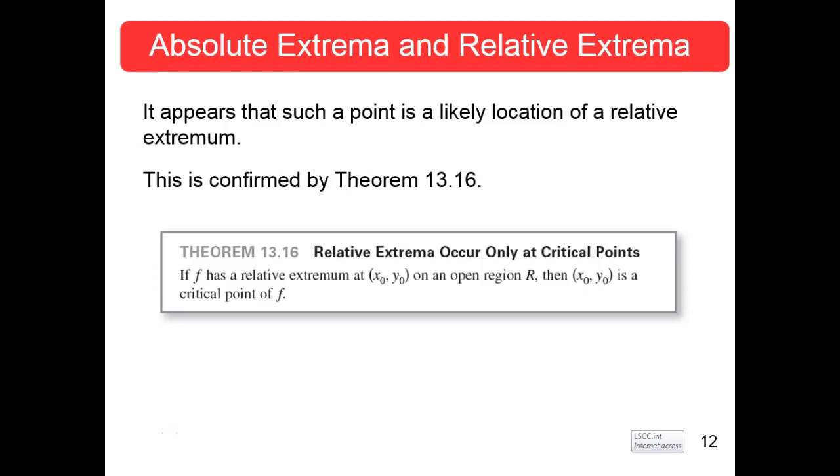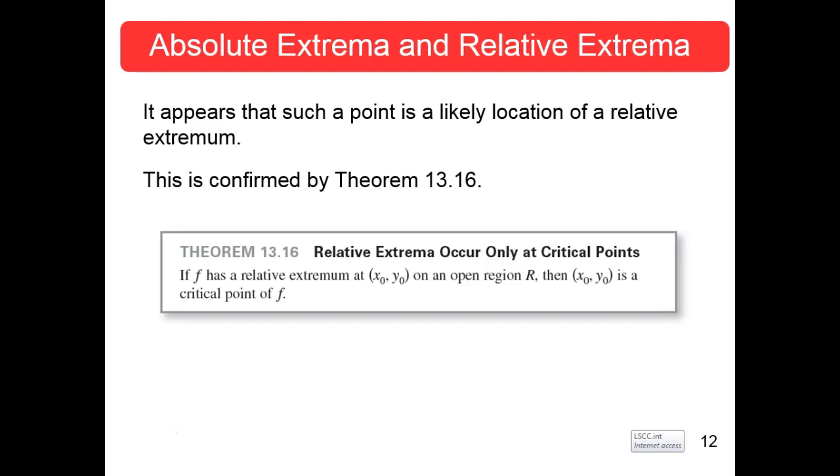Okay? It appears that such a point is a likely location of relative extremum. This is confirmed here. It sounds just like one of the things you did back in Cal 1. Relative extrema occur only at critical points. If f has a relative extremum at (x0, y0) on an open region R, then (x0, y0) is a critical point of f.